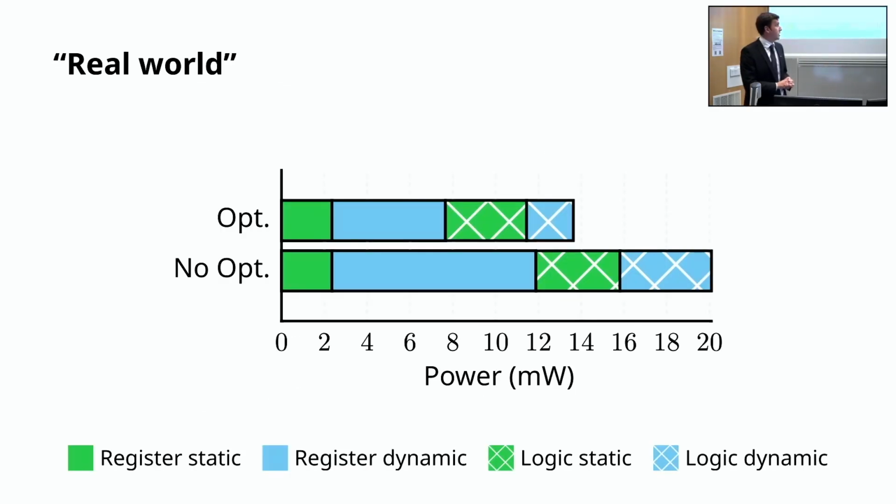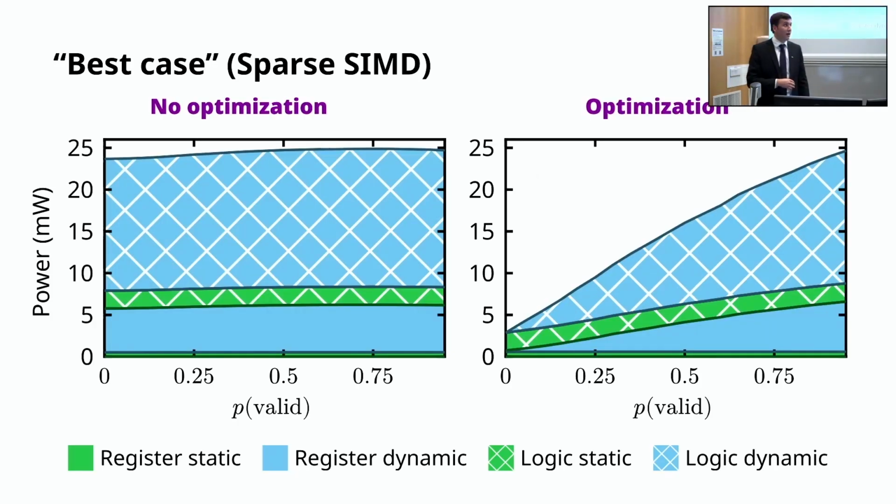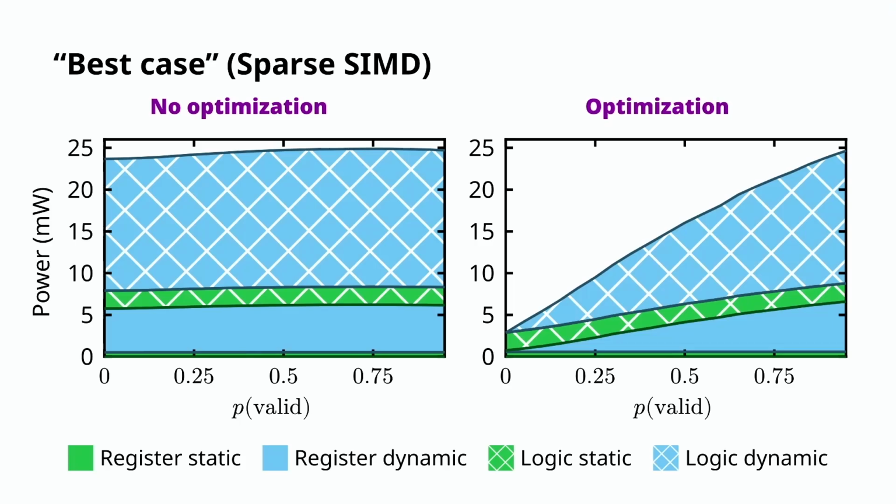So in a real world example, this allows us to go from 20 milliwatts of power down to roughly 14 milliwatts of power. So pretty nice saving. We can also have a more contrived example, which is essentially a SIMD dot product computation, where we represent zeros as invalid data, and that way we can turn off multipliers that are going to multiply by 0. On the left, we have no optimization, on the right, we have optimization on.